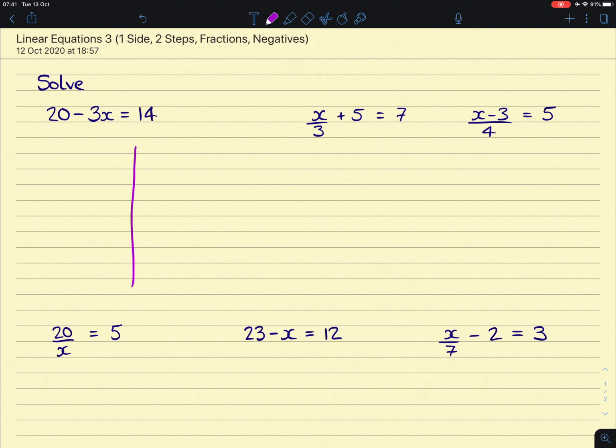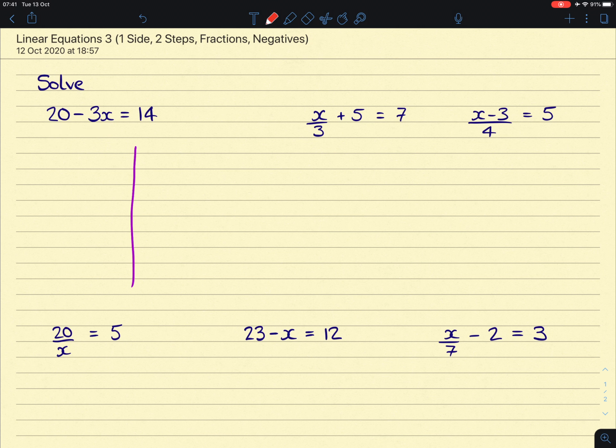The first is to treat the x as being the center of the universe and try and get rid of everything else that's with it. So we have this negative 3 that's multiplying the x. Then we have this plus 20 that's happening afterwards. Remember, this can also be written as minus 3x plus 20. So that plus 20 is the first thing that we need to get rid of.